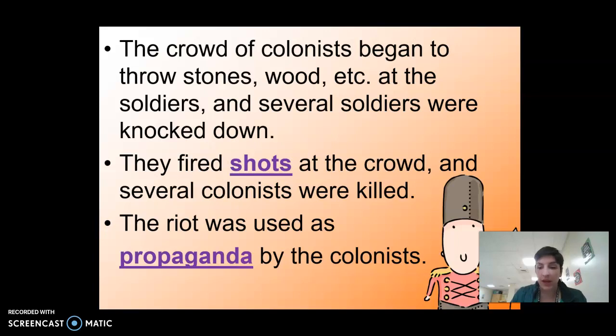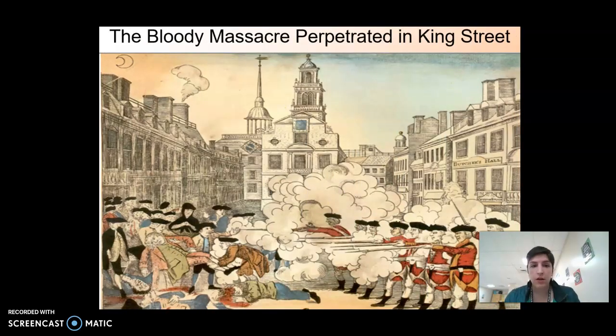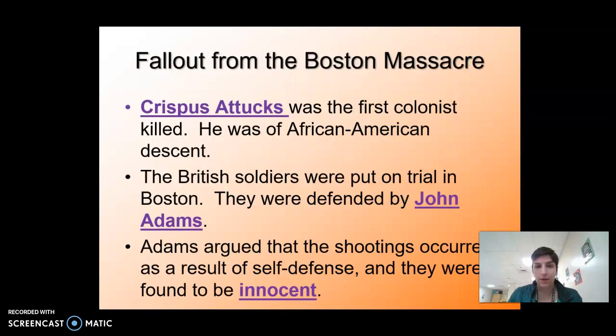The riot was used as propaganda by the colonists. So propaganda, the colonists took the story and said, look at how evil these British troops are. They kill colonists for no reason. Here is a painting of the bloody massacre that was perpetrated in King Street. So you can see here, if you look at the British troops who have the guns, do you see how they're standing and they don't look like they're remotely injured or hurt at all? And then you can see all the colonists. They're running away. Some of them are dead in the streets. Some of them are slumped over and being held up by each other. So this is part of that propaganda, kind of showing that the British were fine and the colonists were suffering.